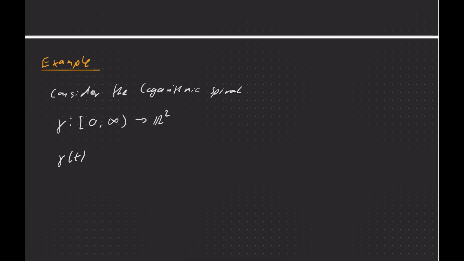We're going to look at the logarithmic spiral. Remember, that is defined as the curve gamma on the interval from 0 to infinity, mapping to R2. And the function is defined as gamma of t equals e to the minus t times cosine t, sine t.